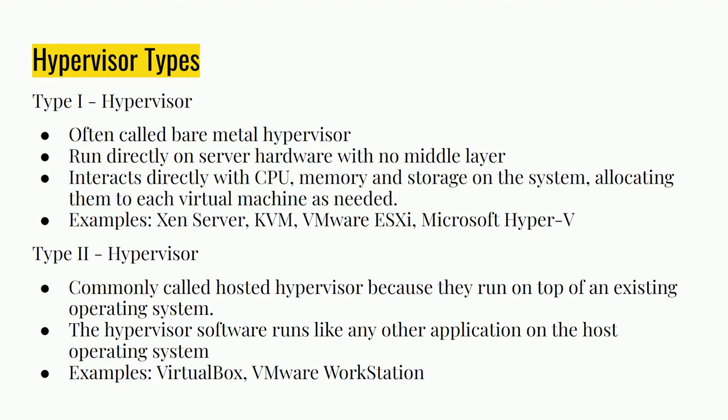Some examples of Type 1 hypervisors include XenServer, KVM, VMware ESX, and Microsoft Hyper-V. Two popular Linux hypervisors are KVM, the Linux kernel-based virtual machine with a hypervisor module, and Xen, which includes additional software besides the hypervisor software for managing the hypervisor from the guest operating system.